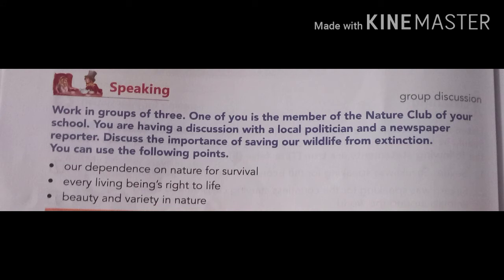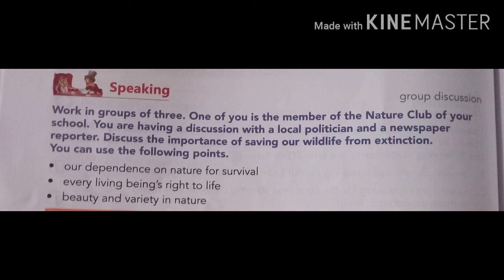Speaking skills. This you will do in the group. Work in a group of 3. One of you is a member of a nature club of your school. You are having a discussion with a local politician and a newspaper reporter. Discuss the importance of saving wildlife from extinction. You may use the following points.